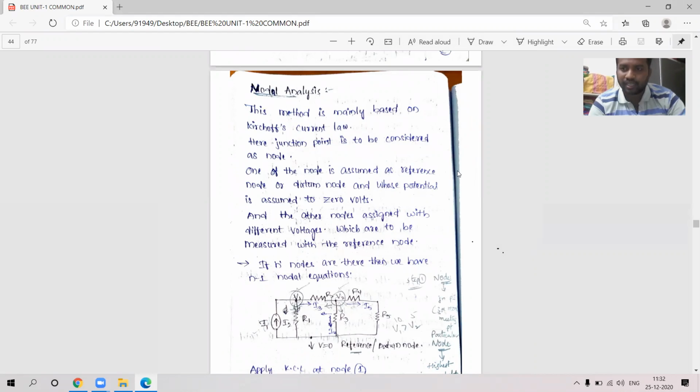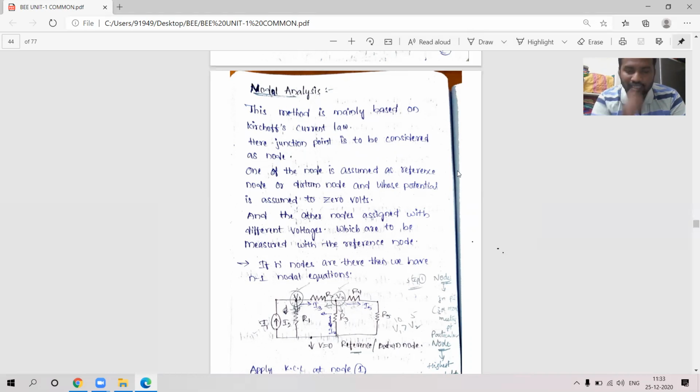What is actually nodal analysis? In nodal analysis, we are going to get the response. We need to find the response of the given circuit. What is meant by response? The response means finding either the voltage or current in the given circuit.